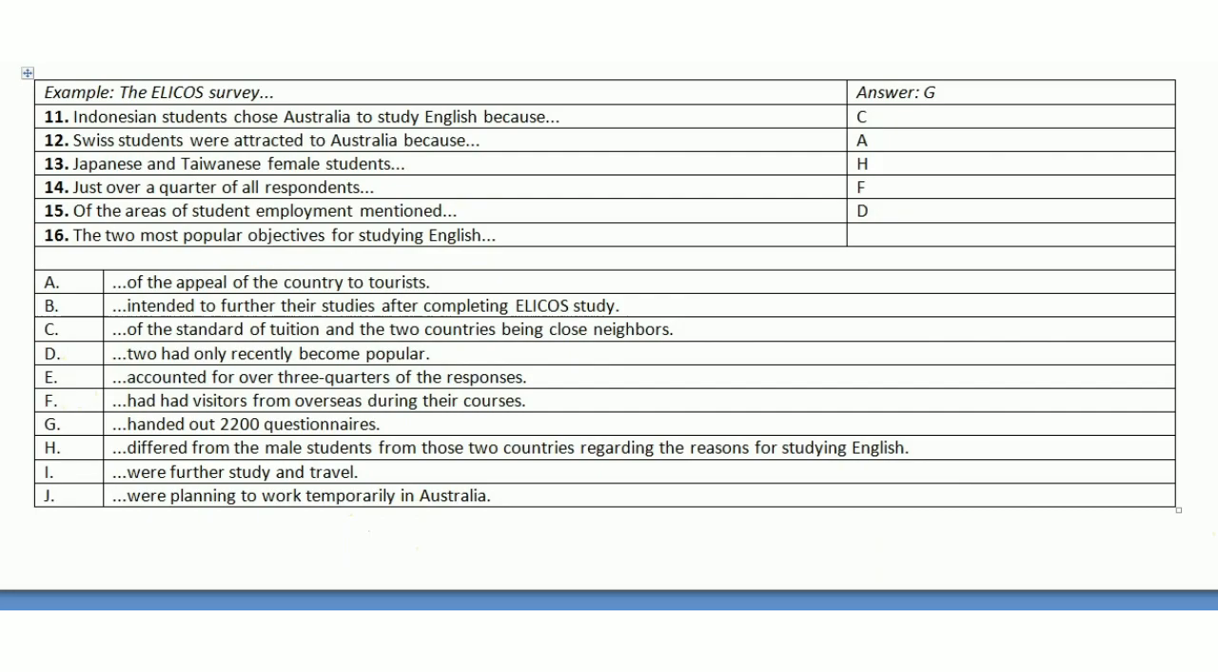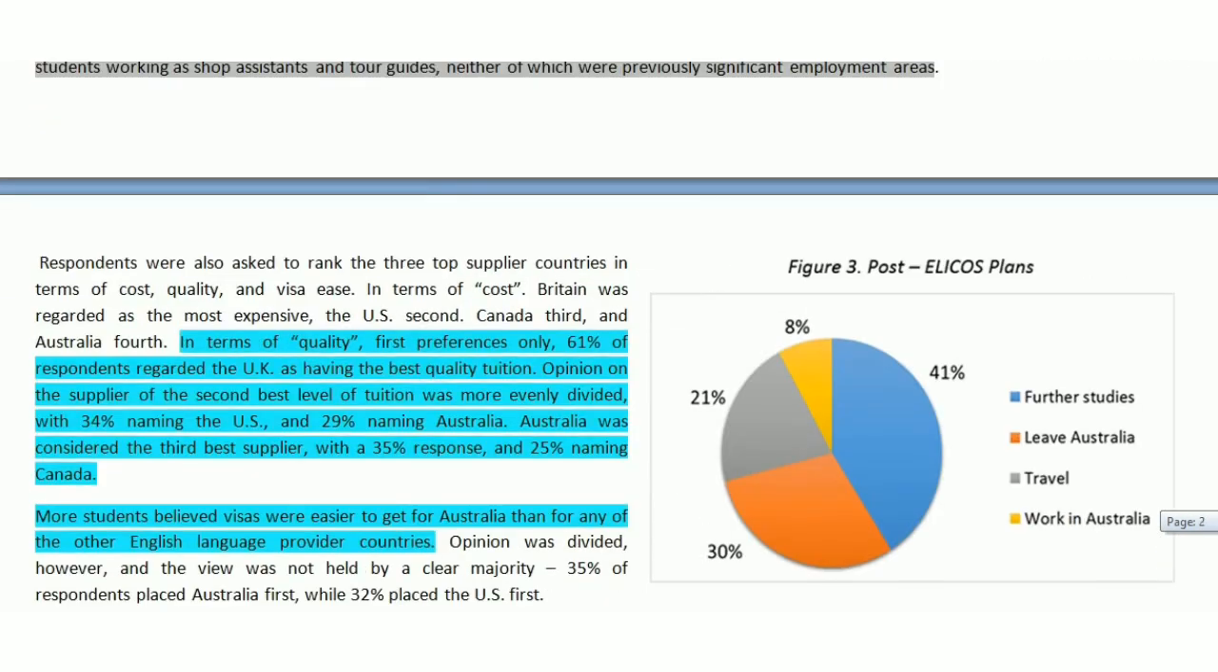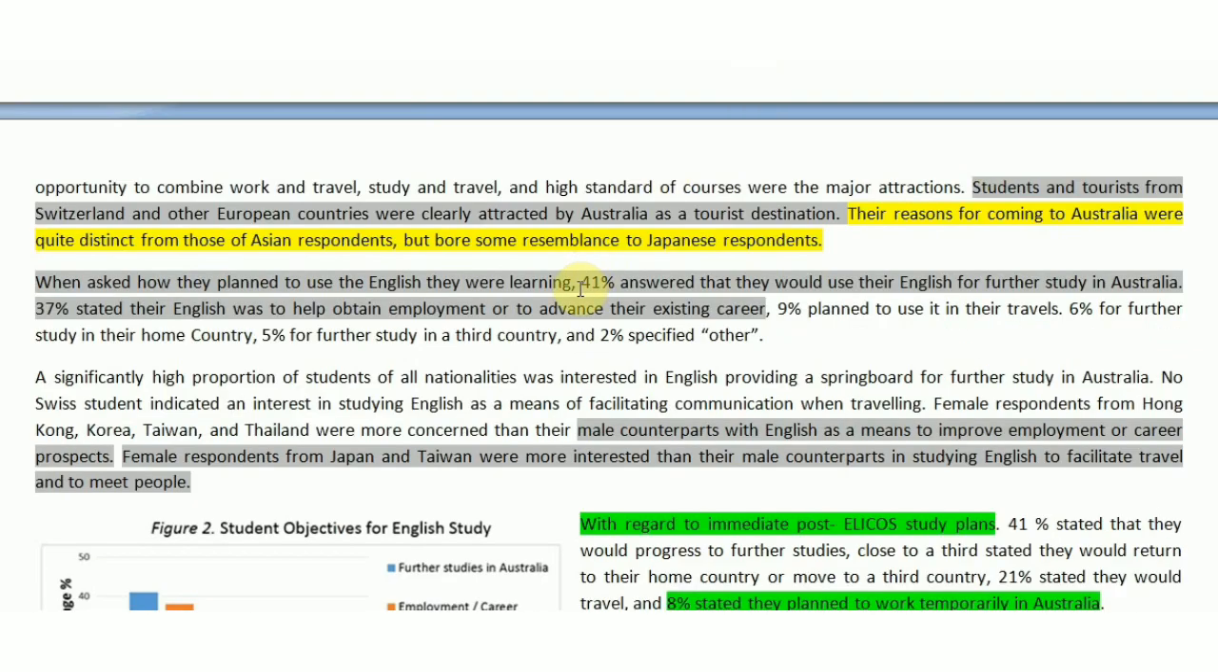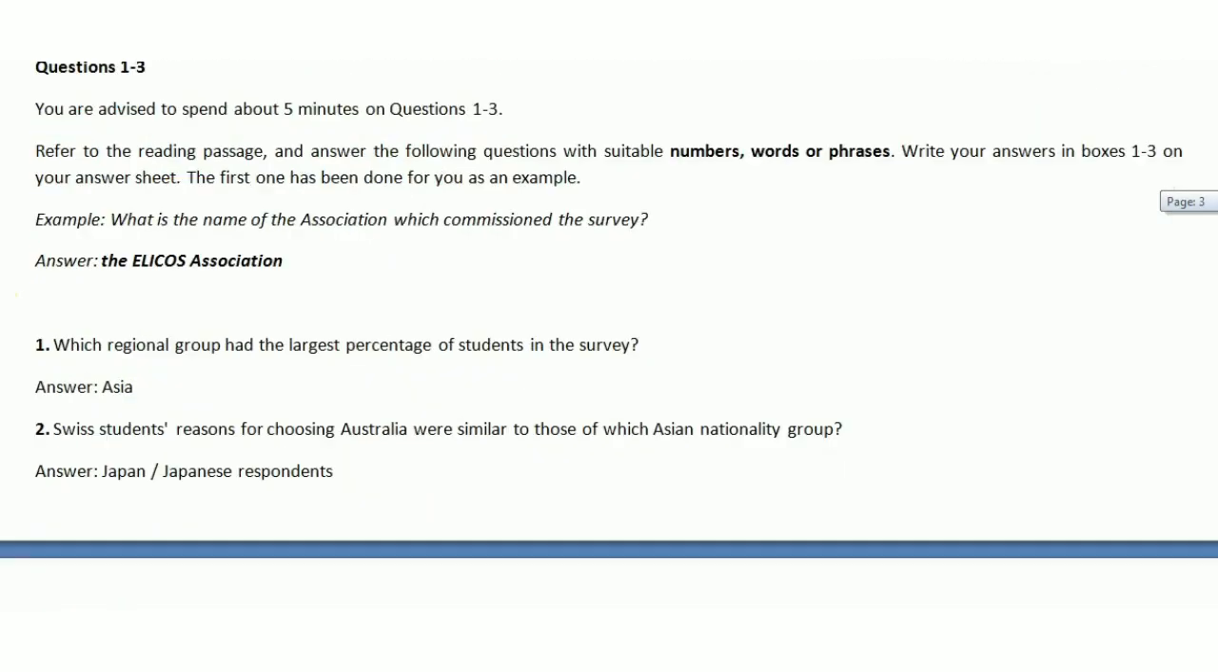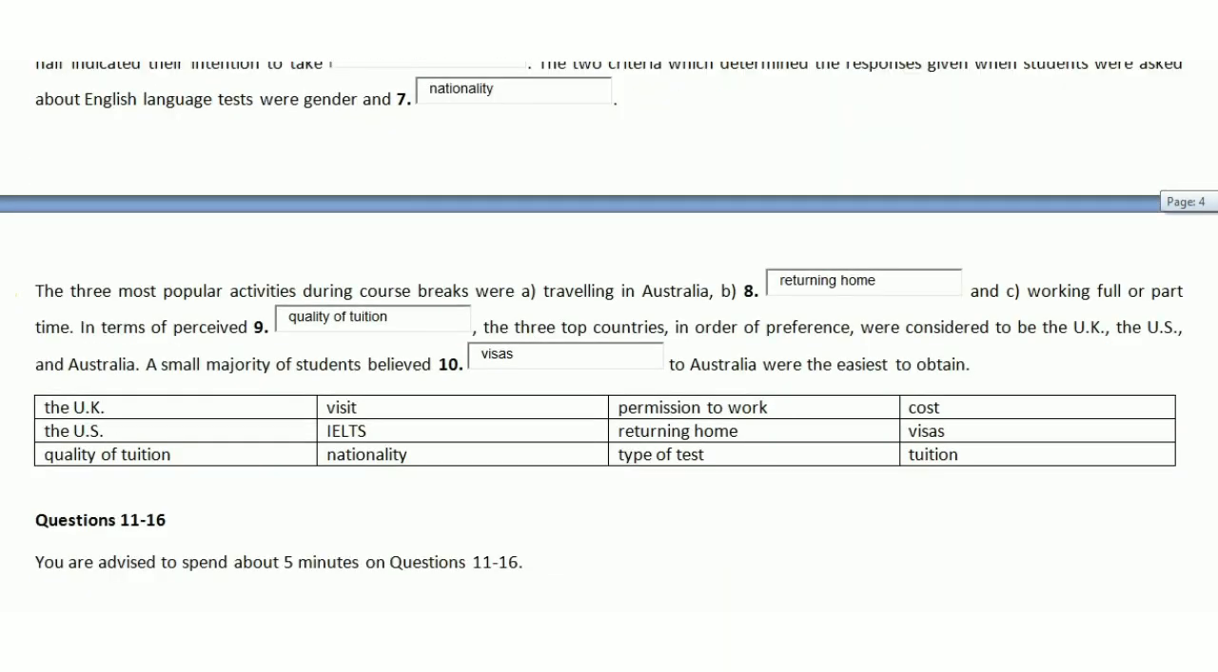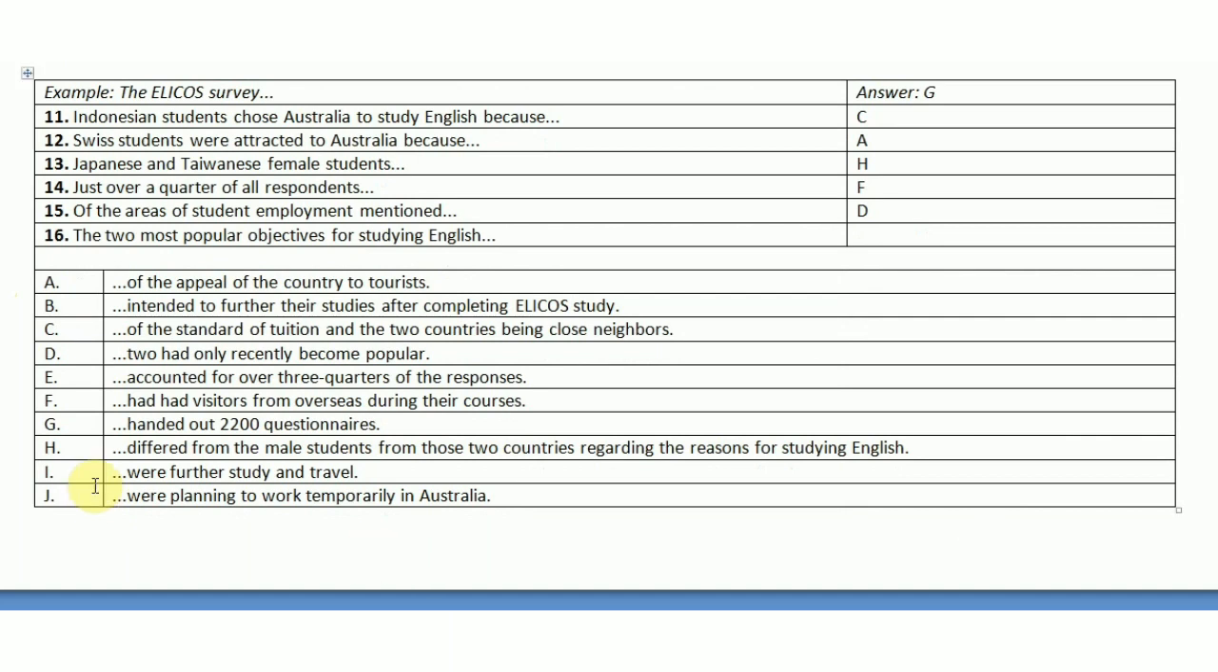This I would need to check because I would need to do the addition. So it was 41% plus 37%, which is 78%. Oh yes, it is more than 75%. 41 plus 37 equals 78, which is over three quarters. So I guess this is the answer to our last question. Yes, so its answer is E.